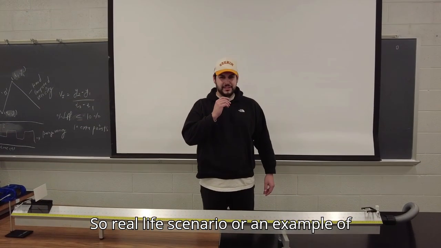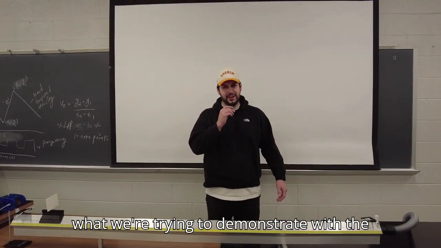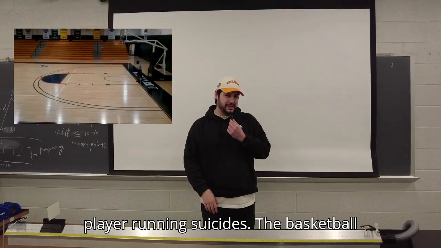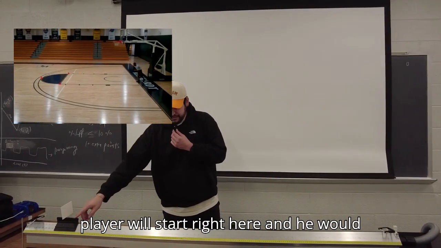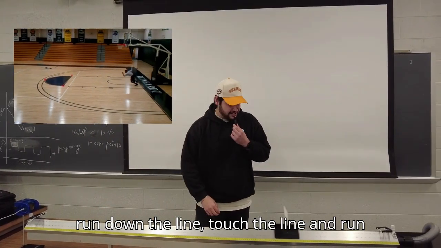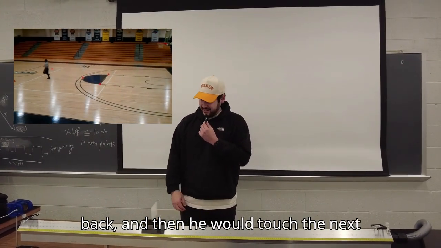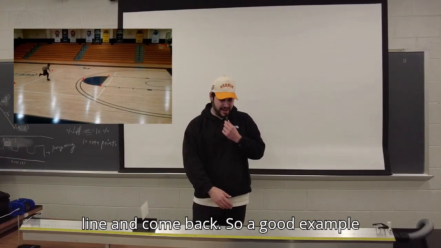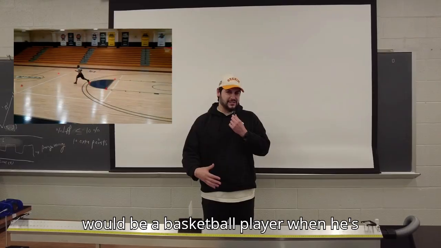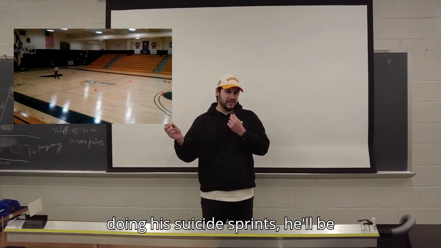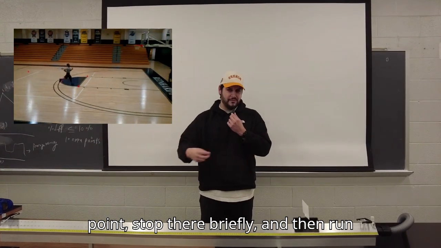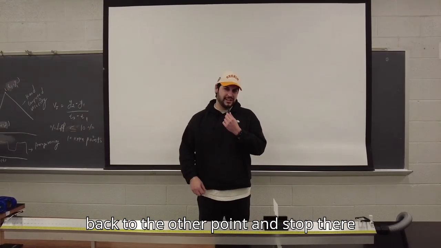A real life scenario or example of what we're trying to demonstrate with the graph would probably be a basketball player running suicides. The basketball player will start right here, run down the line, touch the line, and run back. Then he would touch the next line and come back. He'll be running at a constant velocity to one point, stop there briefly, and then run back to the other point and stop there briefly.